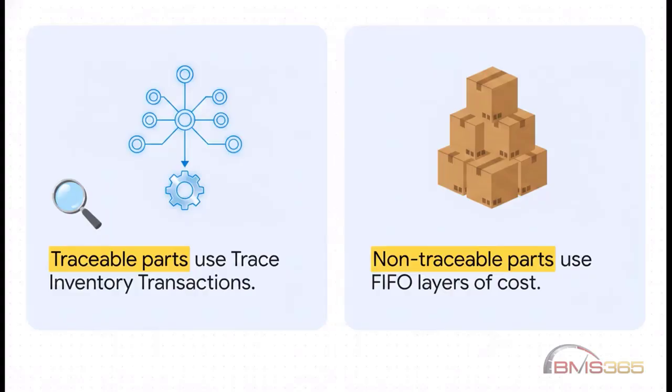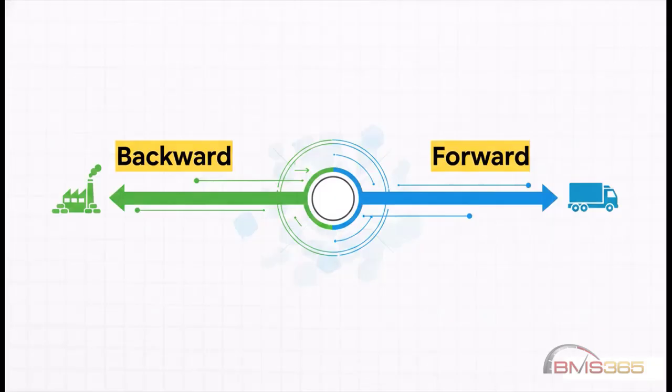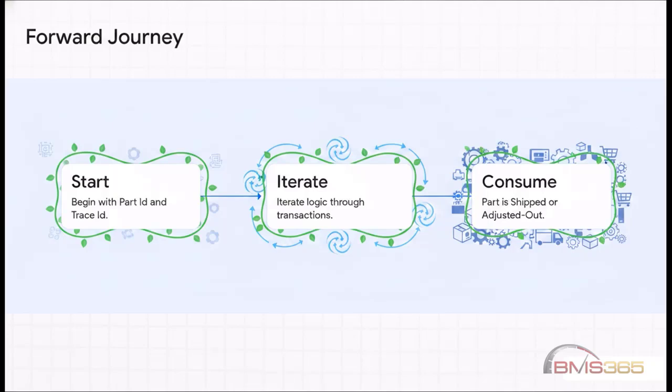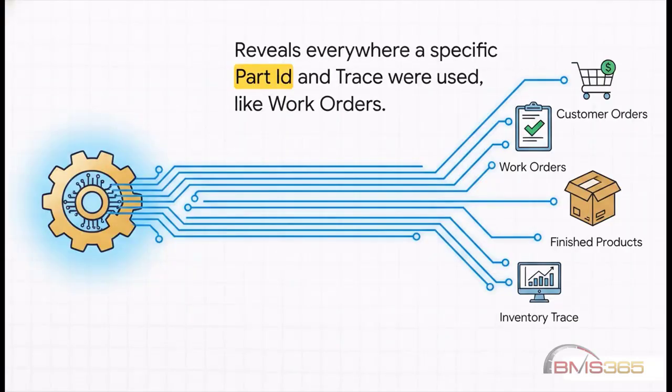See the difference here? Traceable parts link directly, while non-traceable ones just use cost layers. To crack these inventory mysteries, this tree works in two totally different directions, forward and backward. Tracing forward, that's your chronological journey, taking a part straight from its origin to final consumption. This literally shows you exactly where your specific parts ended up across every single order.